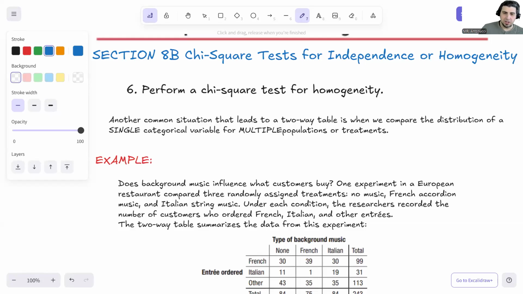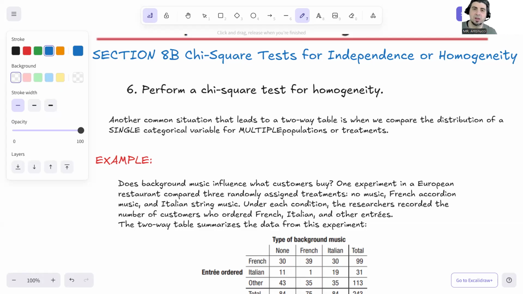All right, Mr. Antonucci here, and we're going to talk about how to perform a chi-square test for homogeneity. So another common situation that leads to a two-way table is when we compare the distributions of a single categorical variable for multiple populations or treatments. So let's take a peek at an example here.